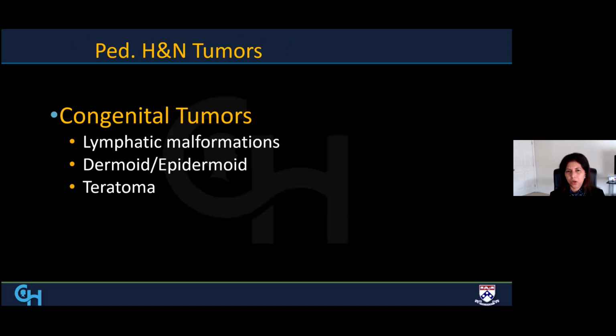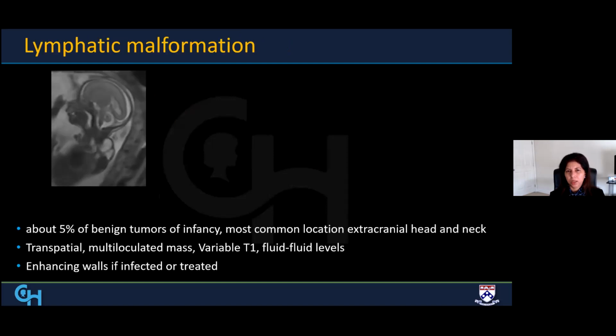And lastly, touching on some of the congenital tumors. When they are large masses, congenital tumors can be diagnosed on fetal imaging. One of the most common is the lymphatic malformation. They usually present as large, typically multiloculated cystic masses, and they can have fluid levels in them. Mostly, unless they are infected or you've done some treatment, they do not show any nodular or solid enhancement. So this is an example of a lymphatic malformation on a fetal MR.